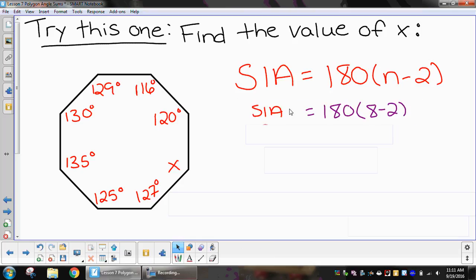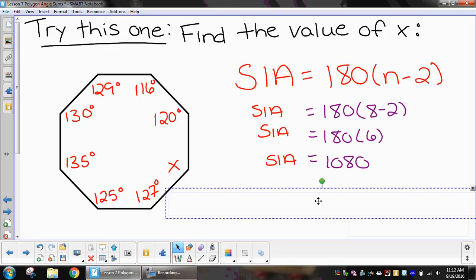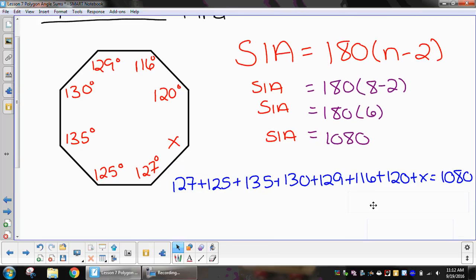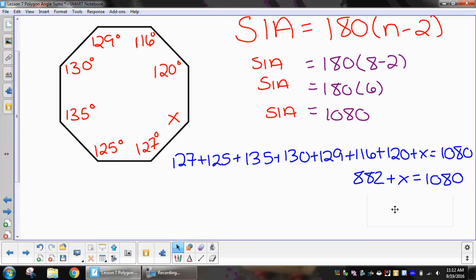This is an 8-sided polygon. If you're having trouble counting the sides, count the number of angles that I have. It's the same number, 8. And I find out that if I add up all those angles, it should be 1,080 degrees. So I will actually add up all those angles, all 8 of these angles, and I'll make it equal to 1080. I'll simplify, and I'll find out that that missing angle is 198 degrees.